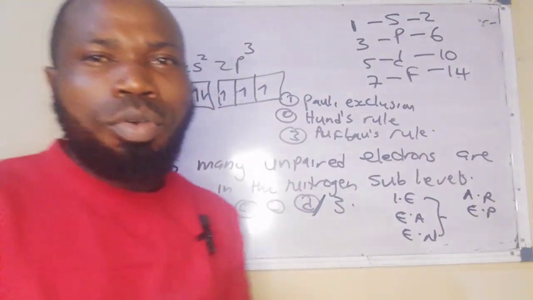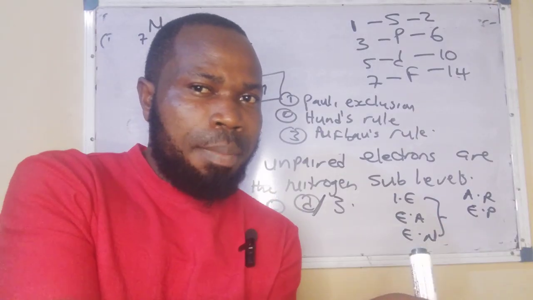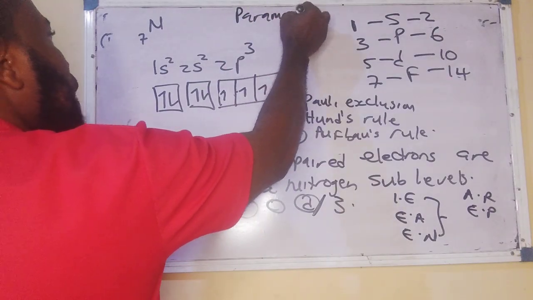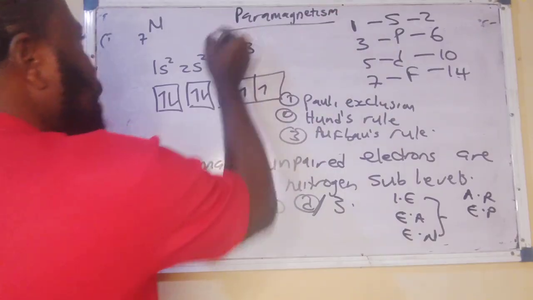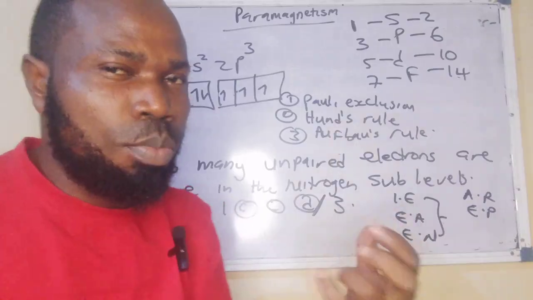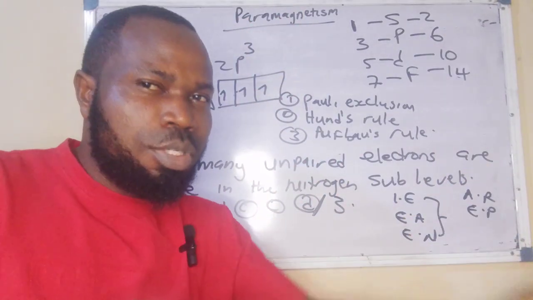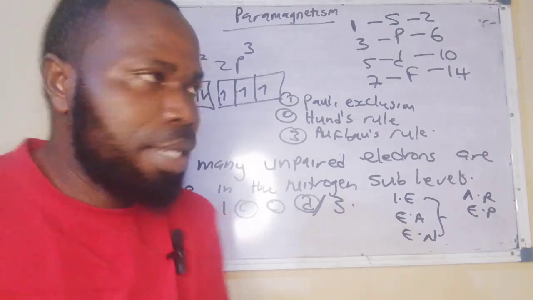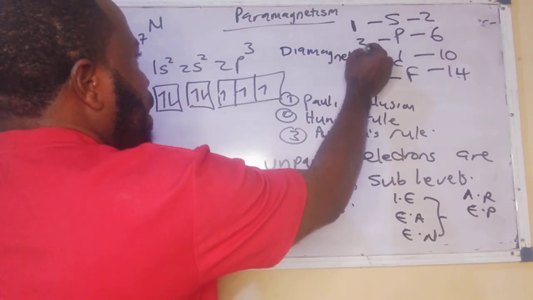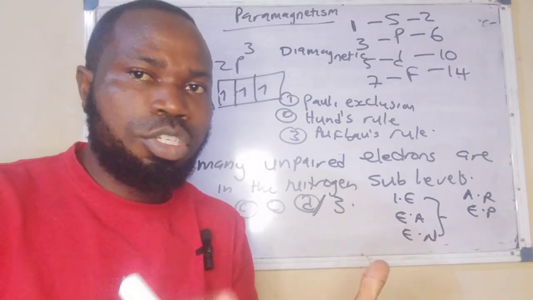Now, the presence of unpaired electrons confers a property on the atom or element. And what's that? It confers the property of paramagnetism. That is to say, elements that have 1 or more unpaired electrons are said to be paramagnetic, while those that do not have unpaired electrons are said to be diamagnetic. Now, we have diamagnetic and we have paramagnetic. There's another phenomenon, which is ferromagnetism, which is usually exhibited by transition elements.